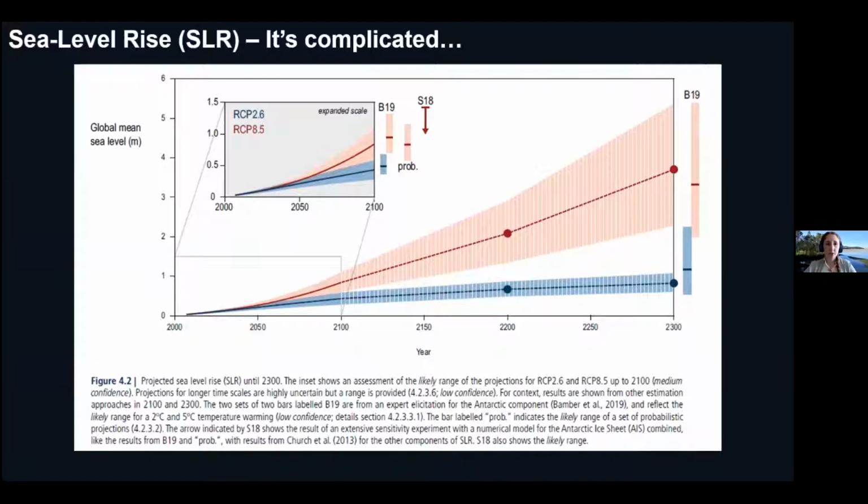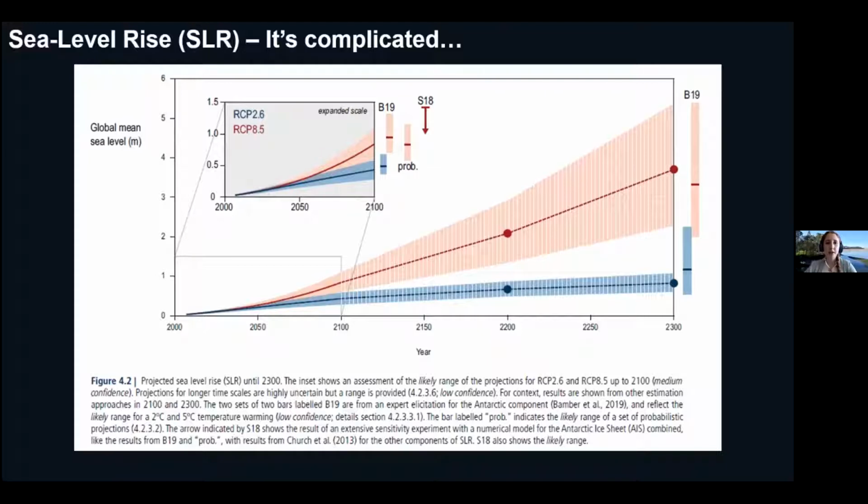So here's just the projection of global mean sea level up to 2100 under RCP 2.6 and RCP 8.5, where these are the representative concentration pathways. So what these mean is that RCP 2.6 is a low emission scenario, and 8.5 is a very high greenhouse gas emission scenario. So with 8.5, they project a global mean sea level increase of 1 meter. It's important to know that this is variable between regions and locally as well.